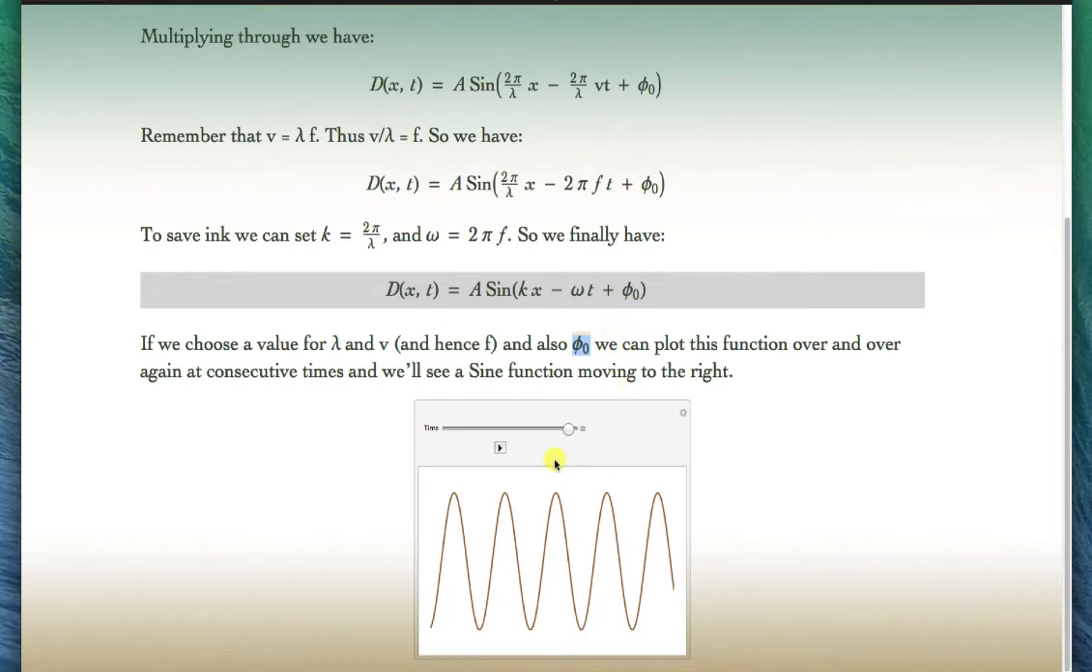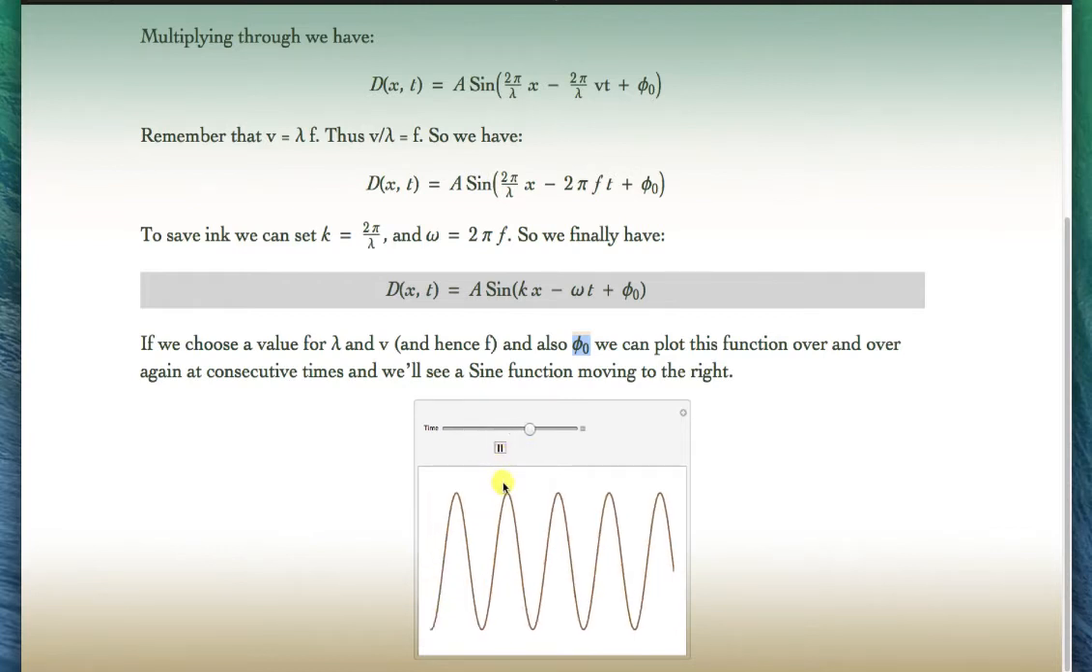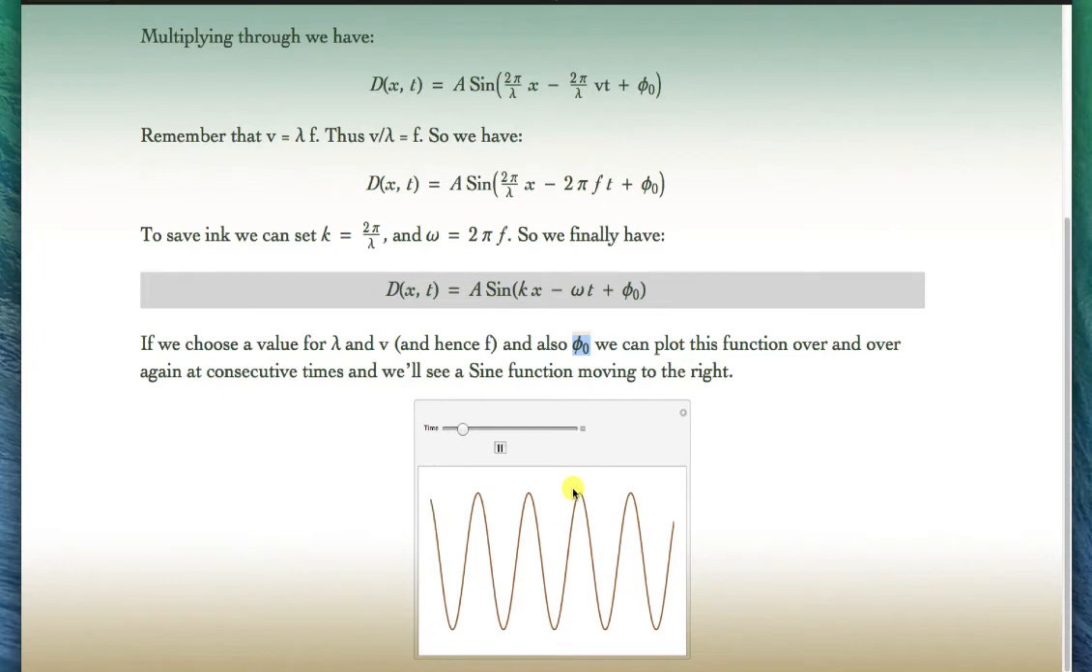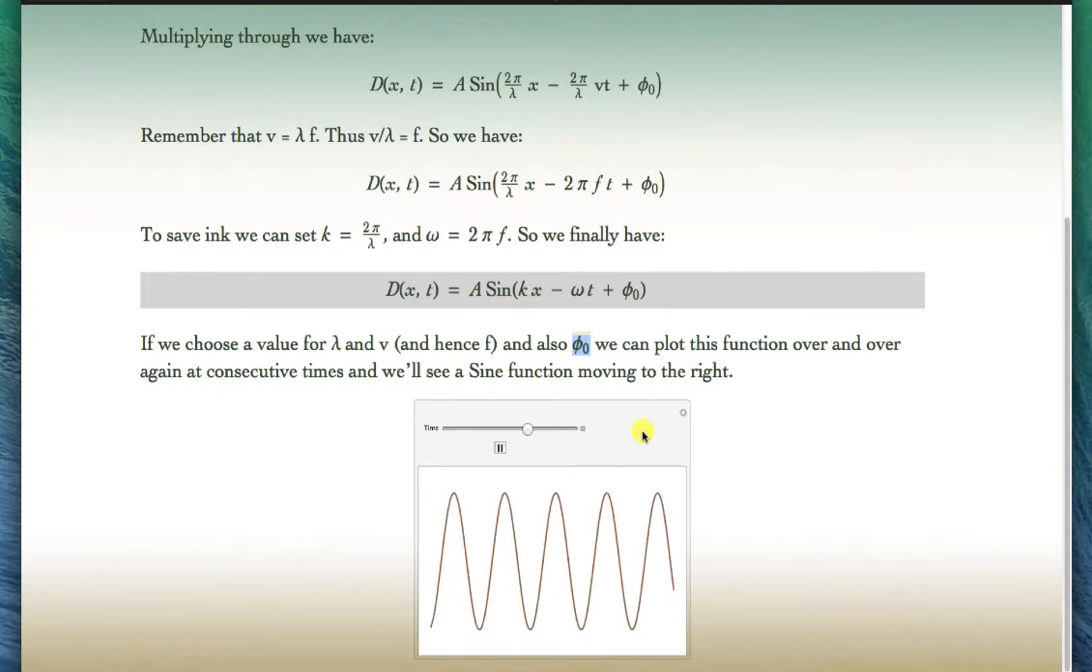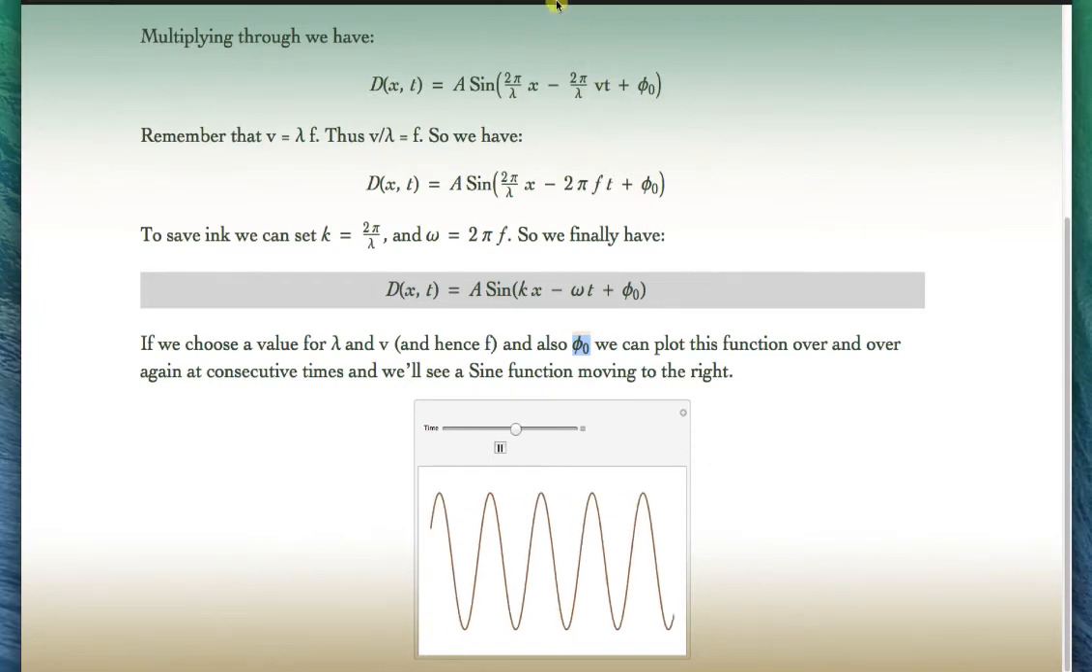So here's a little animation just showing a sinusoidal wave moving to the right. As I click play, you can see it traveling to the right. The little peak here moves to the right as the wave moves along, and the shape remains the same all the time and everywhere. So that's fairly straightforward.